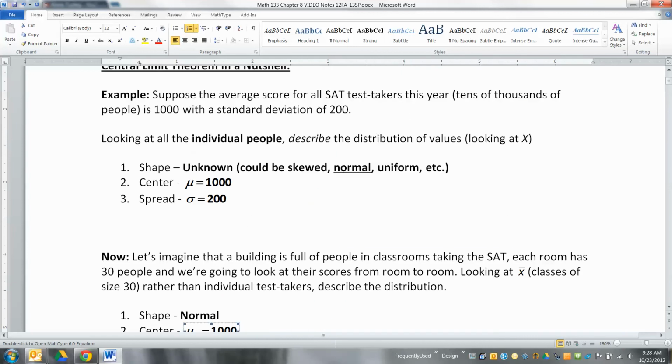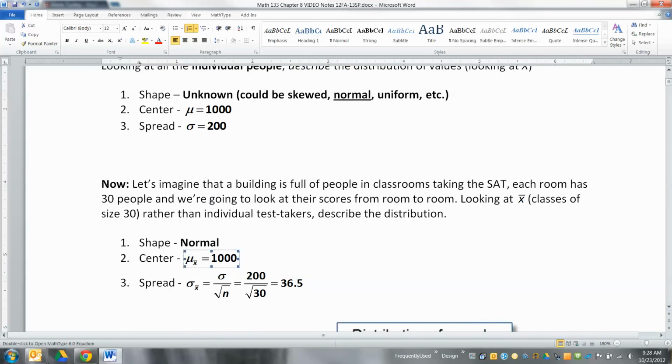See, if it was 1,000 for individuals, then of course it should be 1,000 for the X bars as well. If you go into any one room, you get people on the high end and people on the low end, and they balance each other out. That room should be close to 1,000, and most rooms should be right around there. Very few rooms would be extremely high or extremely low. They're all going to be clumped around 1,000.